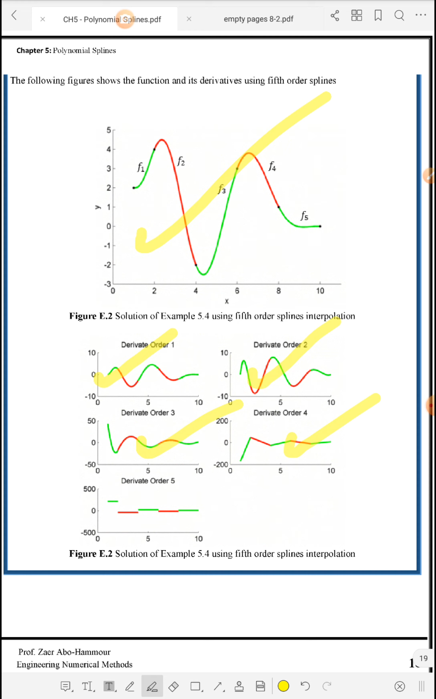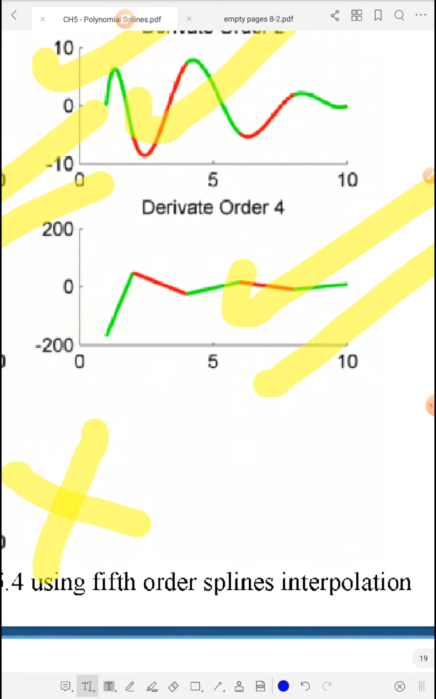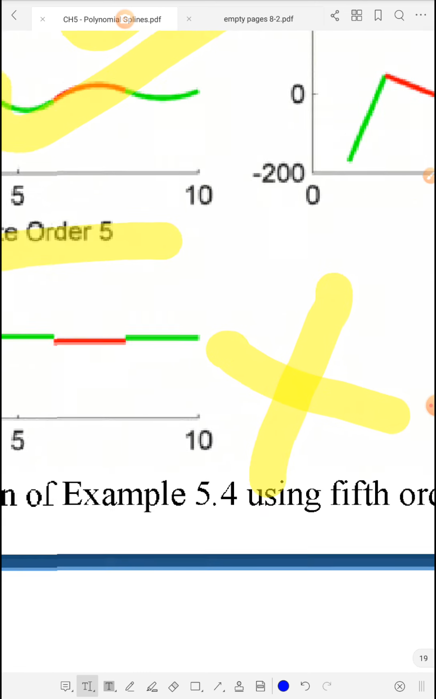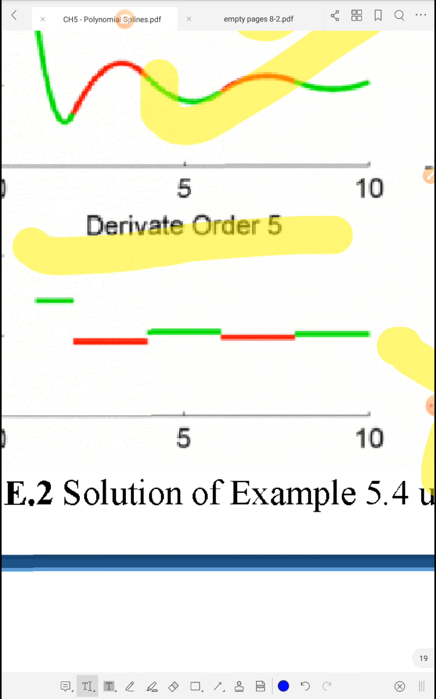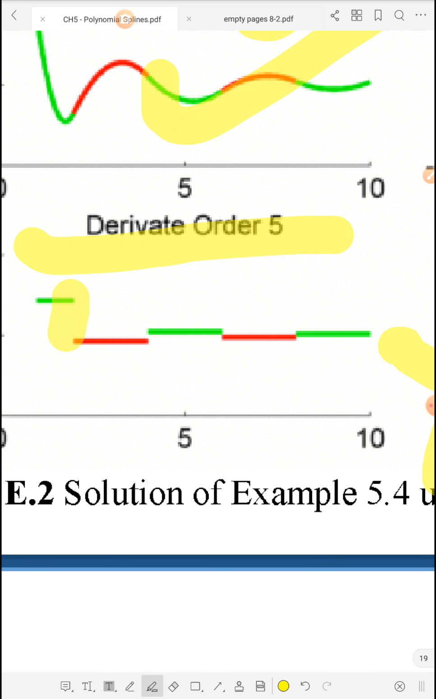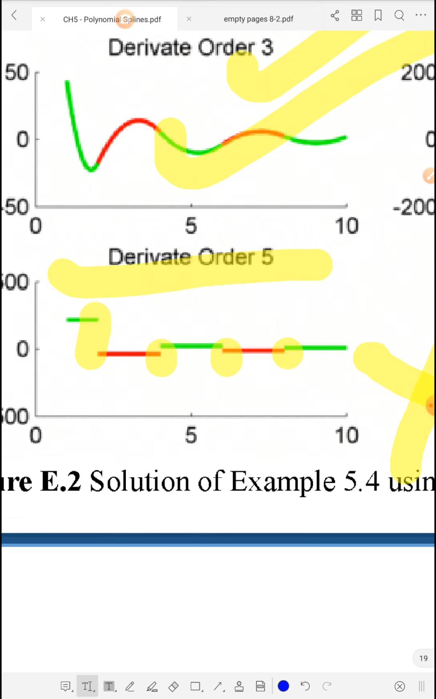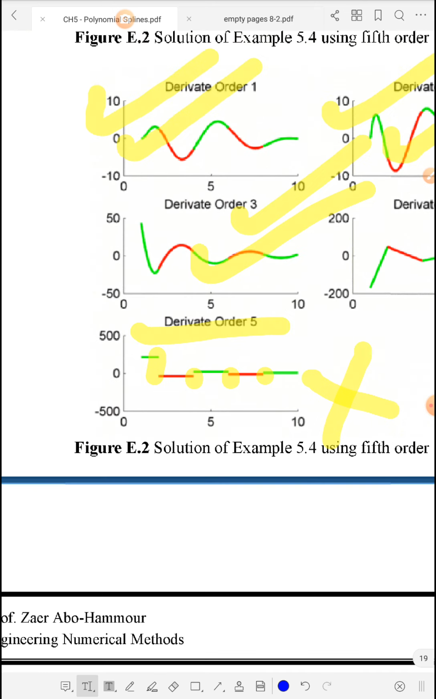So it is obvious that this is continuous at the via points. This is continuous till the 4th, while the 5th derivative is not continuous, as we are observing here. There is a jump in the values of the 5th order derivative. Here there is a small jump, and this is what we mean by the continuity of the derivatives.